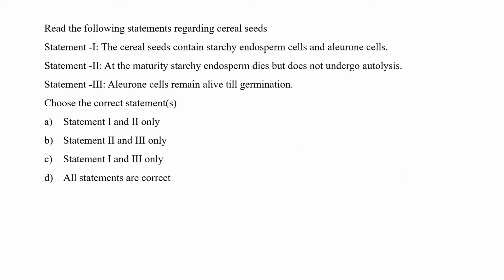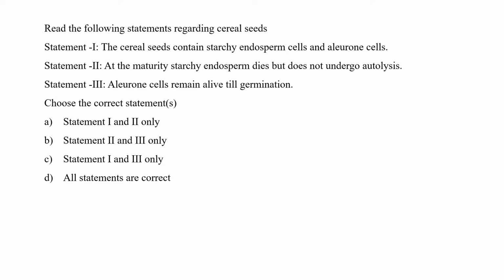In the next question, read the following statements regarding cereal seeds. Statement 1 says the cereal seeds contain starchy endosperm and aleurone cells. Statement 2 is, at the maturity, starchy endosperm dies but does not undergo autolysis. Statement 3. Aleurone cells remain alive till germination. Choose the correct statement. Cereal endosperms contain three major types of cells: starchy endosperm, transfer cells, and aleurones.